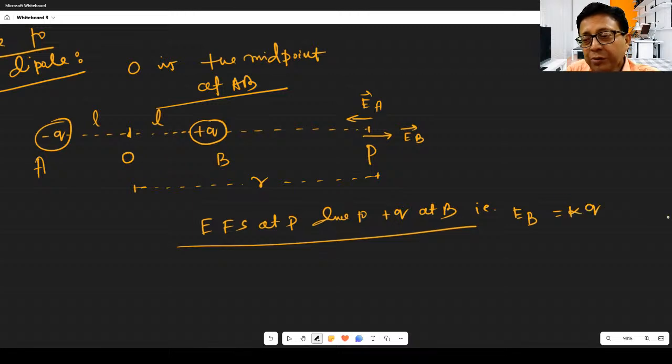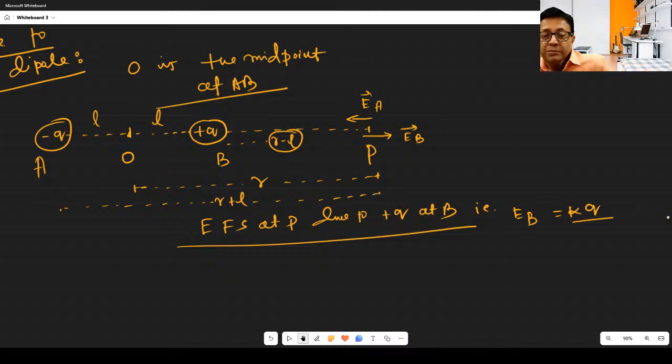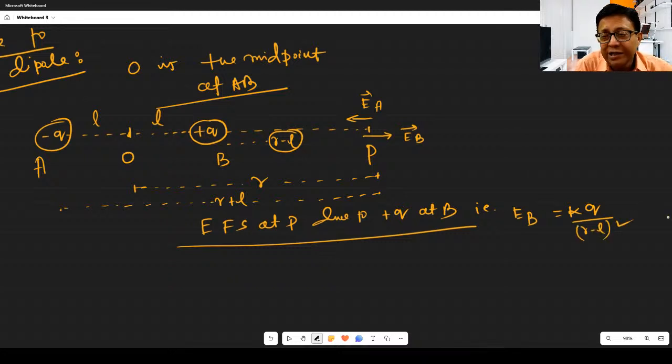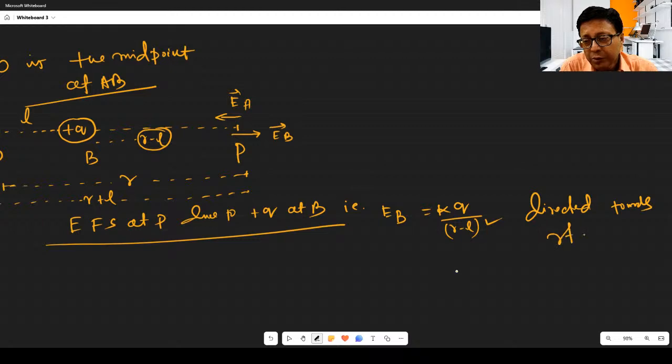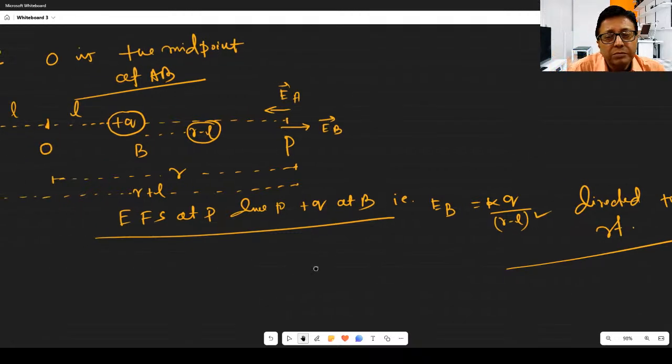Formula you know, KQ by R square, but the distance is R minus L because this distance is R minus L. From here the distance is R plus L. So electric field at P due to plus Q at B, EB, will be KQ by R minus L whole square, directed towards right. Okay. Clear?